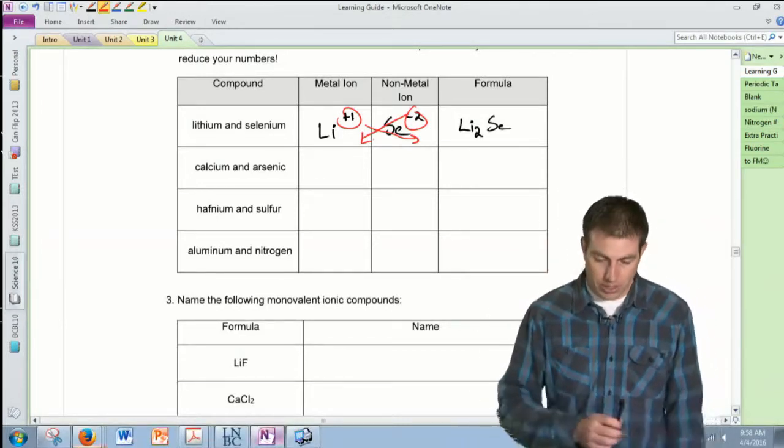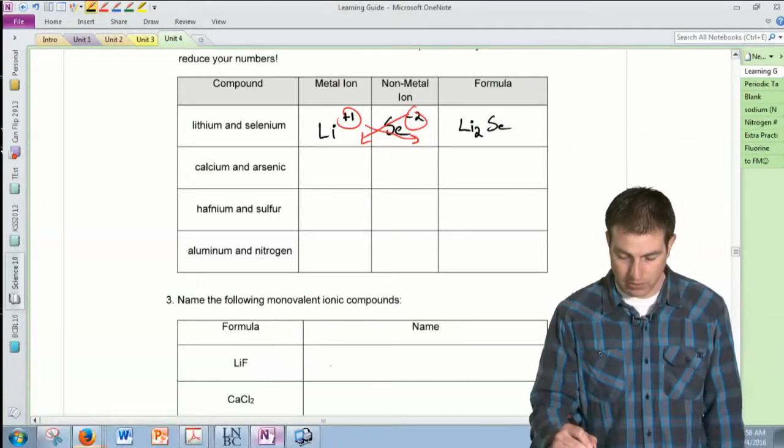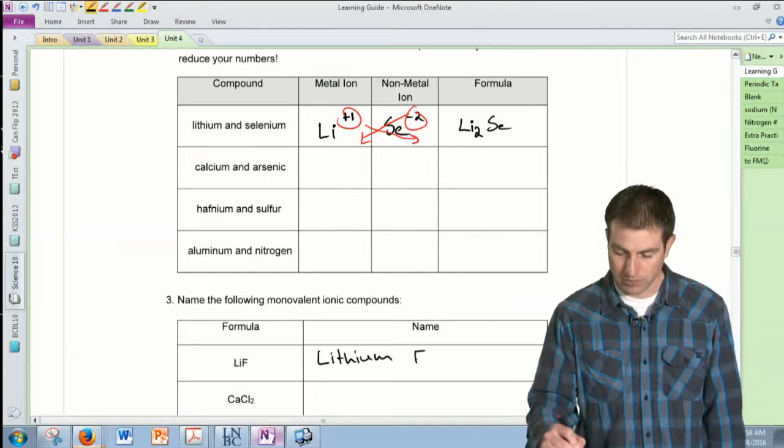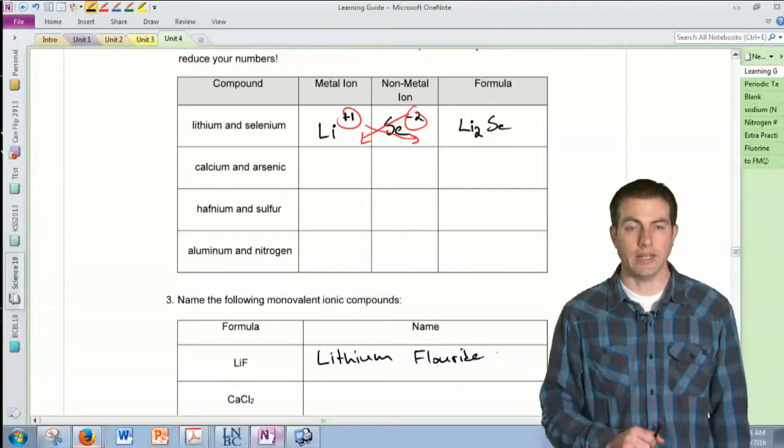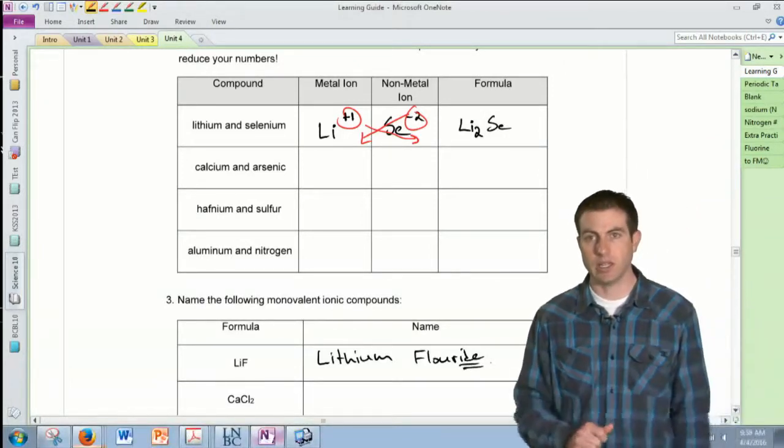The second part is just naming these things. So I have Li and F, so Li is lithium. And fluorine changes to fluoride. So we change the ending from fluorine to fluoride. So that's the idea there.